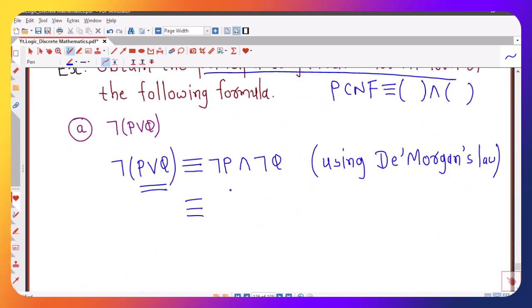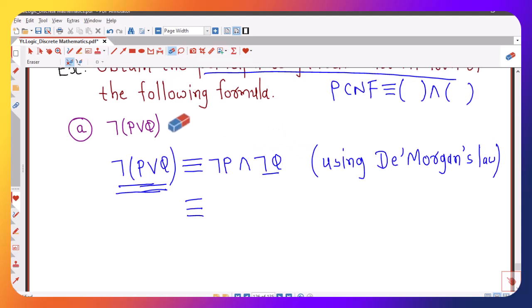Now here I have to write down the conjunction of max terms. Here we can see we have conjunction of negation p and negation q, but this is not a max term and this is also not a max term. So we have to write down the given formula as a conjunction of max terms. So here q is missing, here p is missing. So what we can do so that we obtain conjunction of max terms.